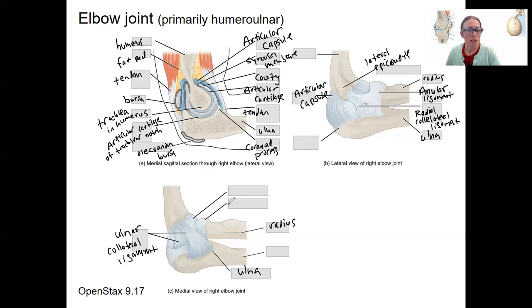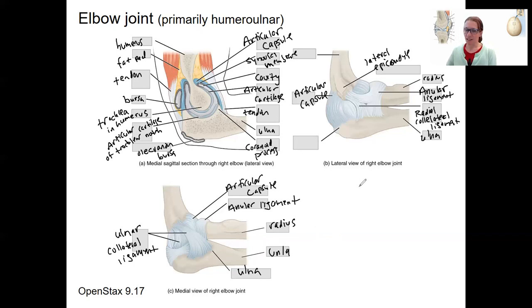Then articular capsule is this. Kind of hard to see that that's not a ligament, but it is, it's a fibrous capsule, right? So that's why it looks like that. And this is then going to be our annular ligament. You can see it kind of going around again. And actually, I'm sorry, what my labels, this is the ulna. So is this, this is specifically the coronoid process.